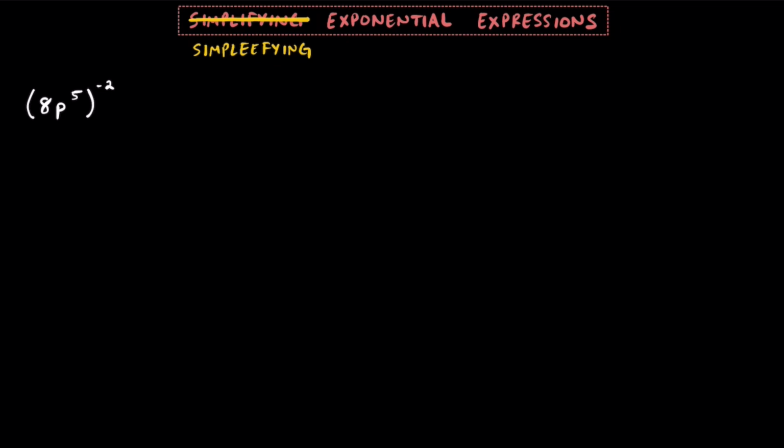For this first example, we have the quantity of 8 times p to the 5th power raised to the negative 2nd power. Now, before we even do any properties of exponents, just keep in mind that this 8 is raised to the 1st power and the p is raised to the 5th power. There are two bases in this expression. So we know there's two of these bases inside the parentheses, so this negative 2 on the outside as a power is going to be applied to both of these, okay?